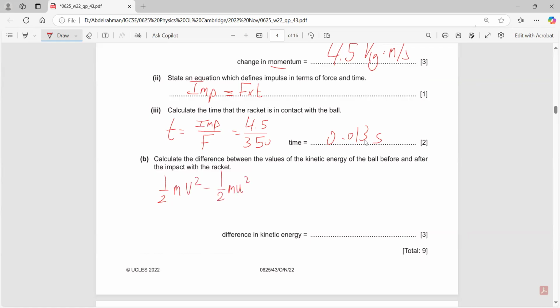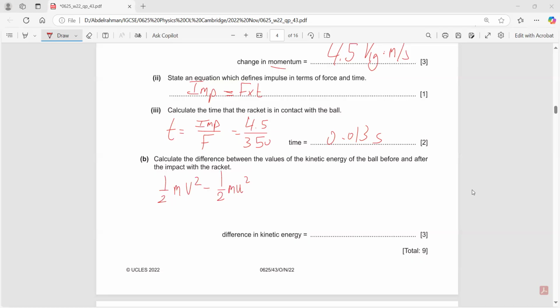Would it differ if I use a positive sign or a negative sign in this question? No. Why? Because the velocity is squared anyway. The velocity is squared, so it wouldn't differ. It wouldn't matter that much, right?